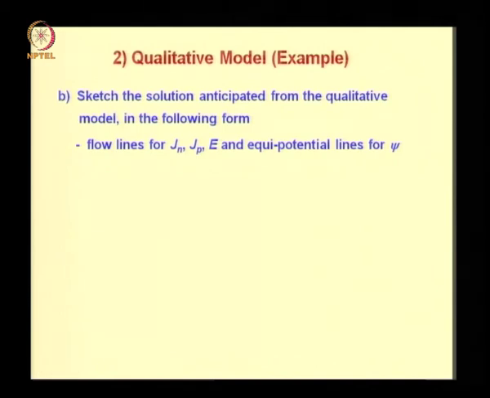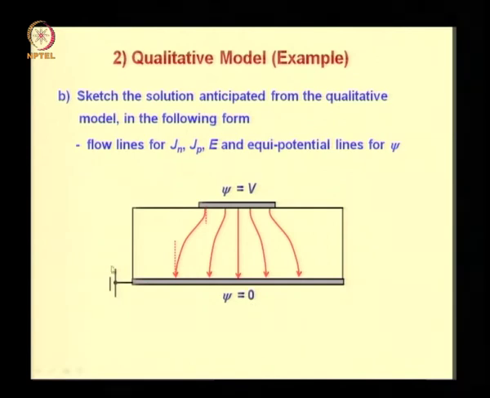Sketch the solution anticipated from the qualitative model in the following form. Flow lines of J, Jp and E, and equipotential lines for psi. Now, once we know the factors at the boundaries, we can sketch the flow and potential lines. So, the current flow lines can be sketched as shown in this figure with these red lines. The feature of these flow lines is that they emanate perpendicular to the contacts and terminate perpendicular to the contacts. What is the reason for this?